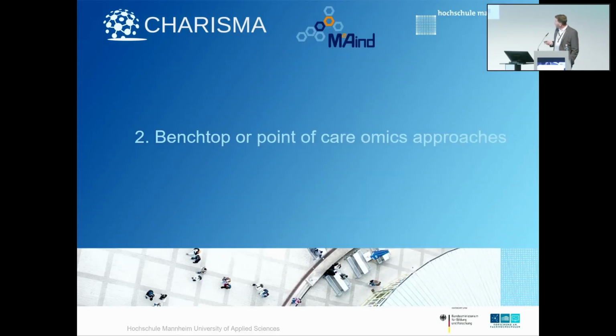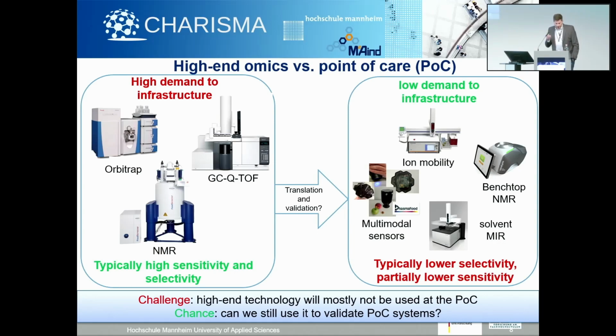So why benchtop technology? Well, the thing is that analytical chemists are really fond of playing with big toys. That's something that comes natural. We all like to have those big instrumentations. Jan is going to discuss a bit about NMR spectroscopy, I read in the program. All those high-end instrumentations, NMR, high-resolution mass spectrometry, have a relatively high demand on infrastructure. You can't just put those systems anywhere. The benefit you gain is that you typically have a high sensitivity and a relatively high selectivity.